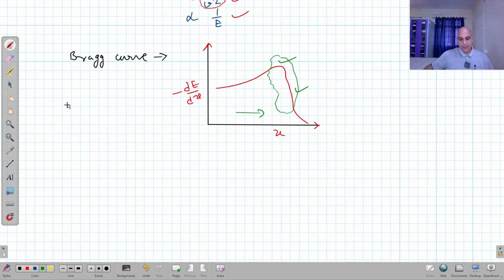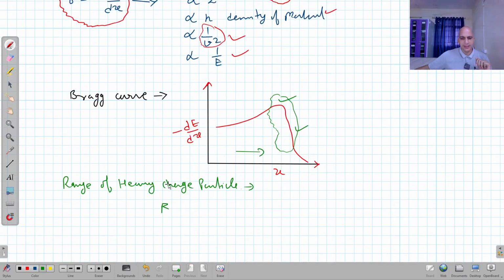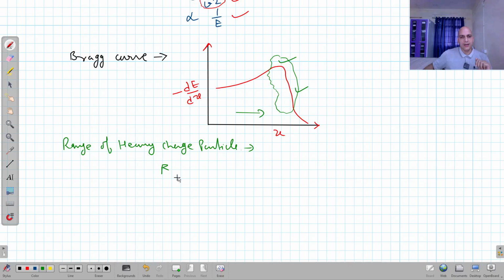Now I am coming to the range of heavy charge particle. Range means the average distance traveled by the particle before it comes to rest. So we can calculate the range from this by applying the proper boundary conditions, from this Bethe-Bloch formula. When it is calculated, it is found that the range of the alpha particle, it has been calculated for alpha particle, comes out to be directly proportional to E power 3 by 2.